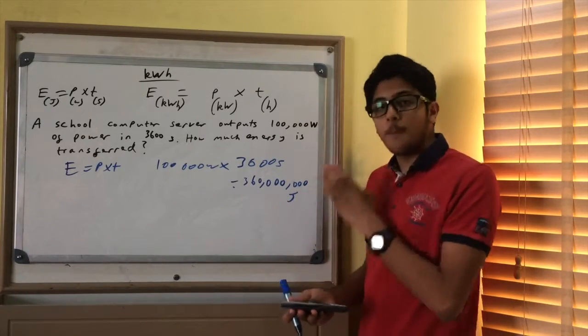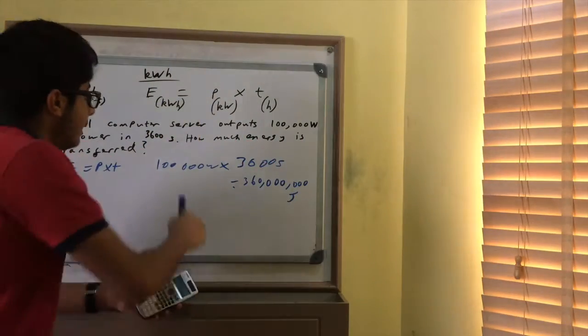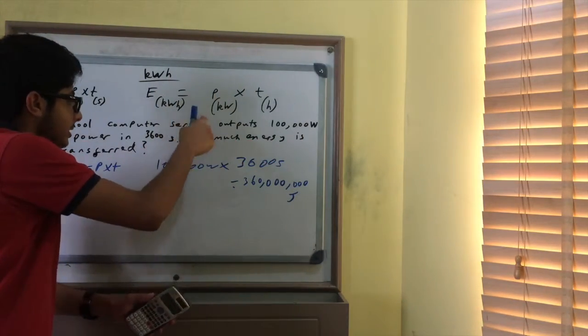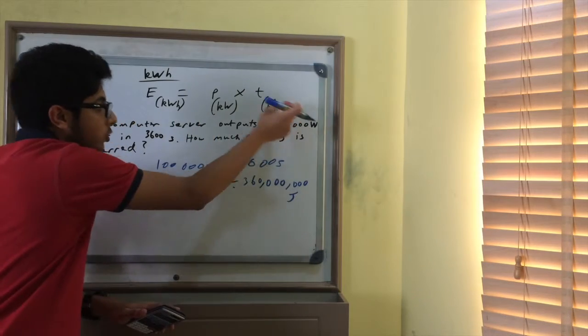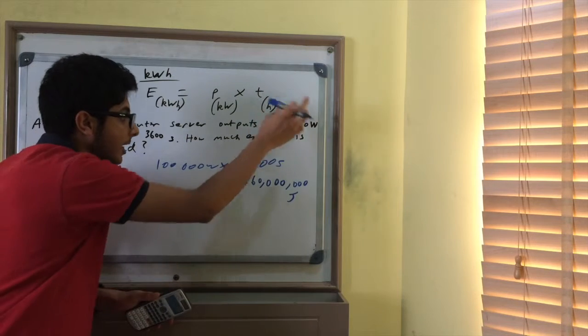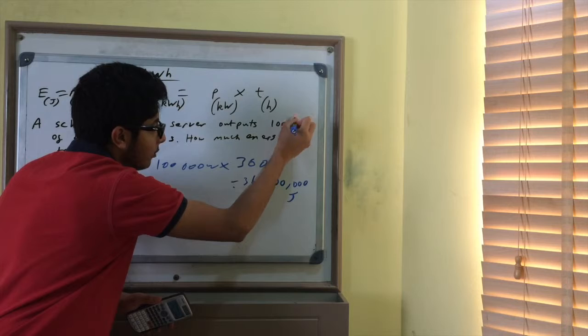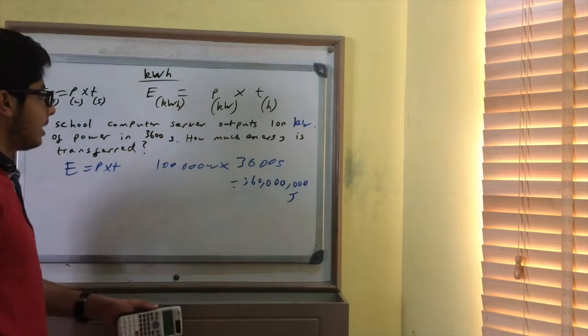The numbers are too big. So instead we use kilowatt hours. Energy is in kilowatt hours, power is in kilowatts. How do we get from watts to kilowatts? A kilowatt is just 1,000 watts. So we divide by 1,000. So 100,000 watts is 100 kilowatts.